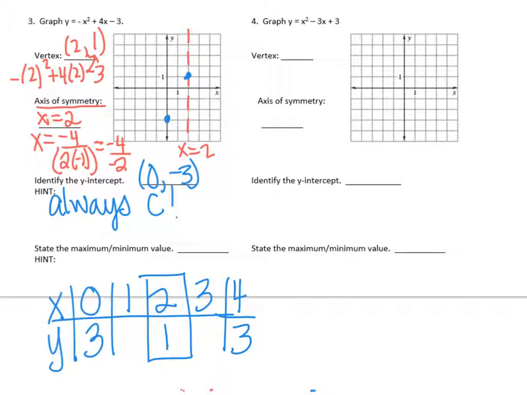Actually, these are negatives. So -3 and 0, -3. That point is right here.